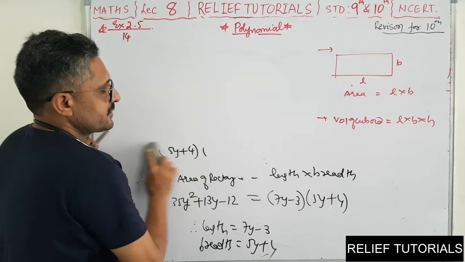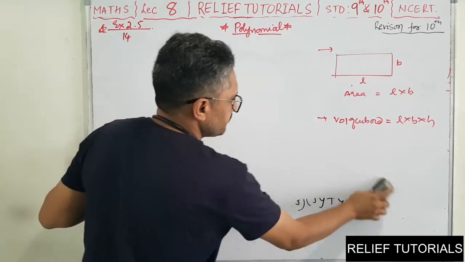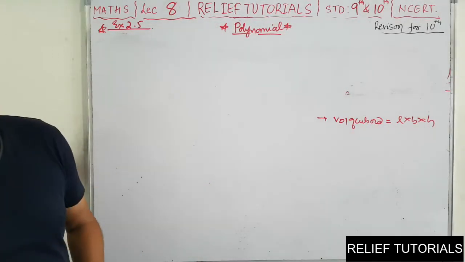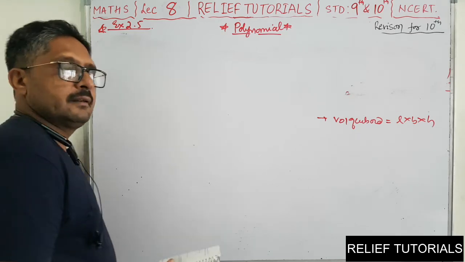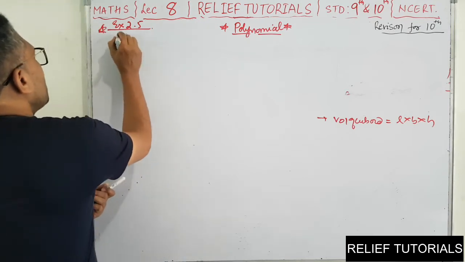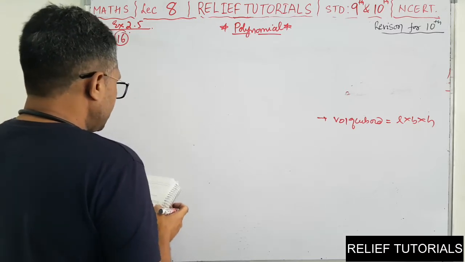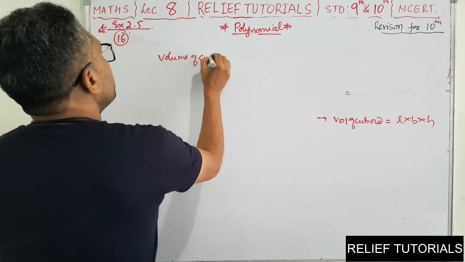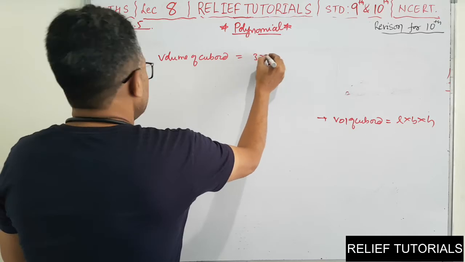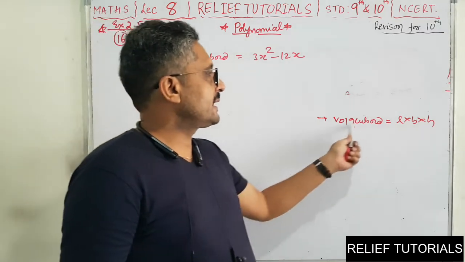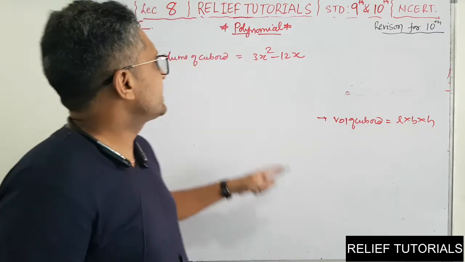Now the last problem of your chapter. So now we are doing question number 16. What are the possible expressions for the dimension of cuboids? See, volume of cuboid is given: 3x² − 12x. So I told you volume of cuboid is length into breadth into height.